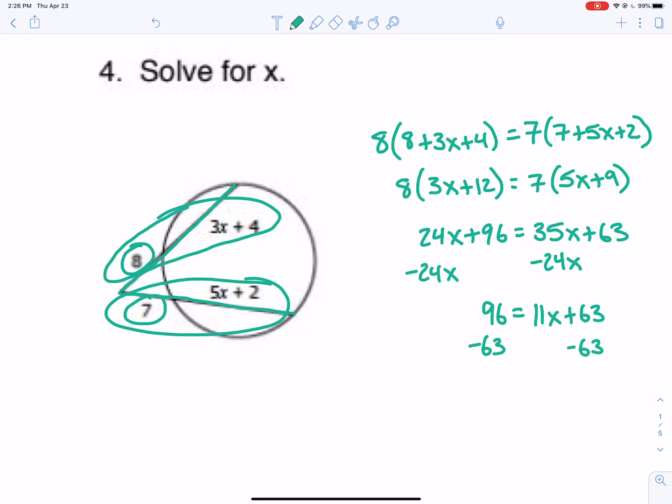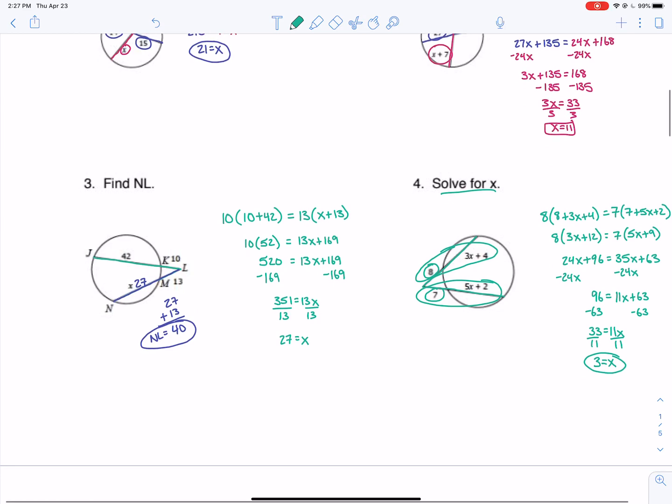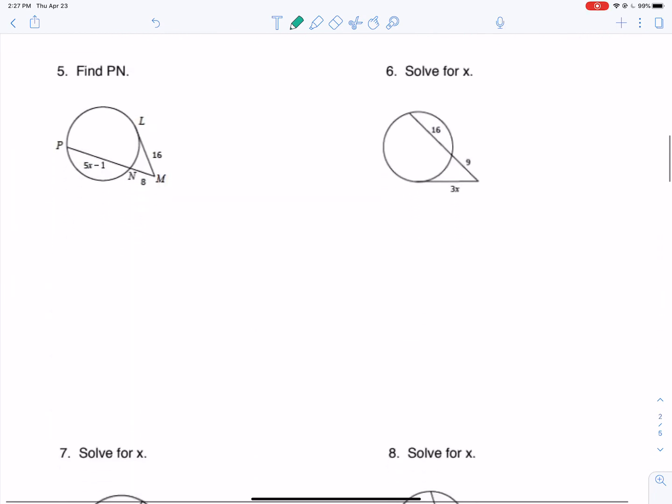Subtract 63, so we get 33 equals 11x. And divide both sides by 11. So we get x equals 3, and then that is all that they were asking for. So we can stop there. And let's move on to two examples of type 3.